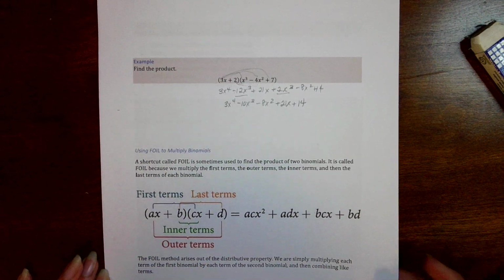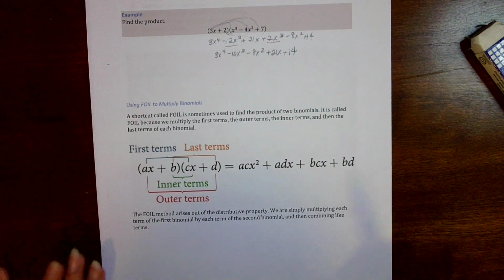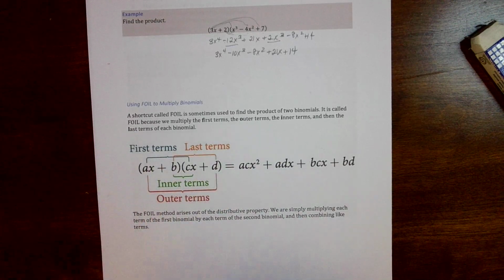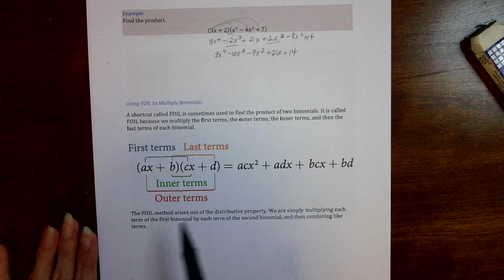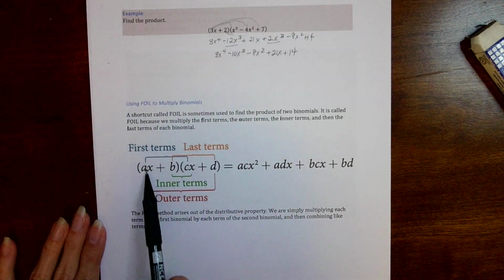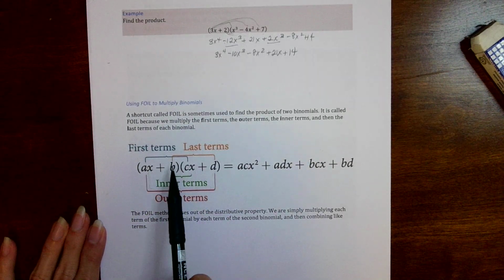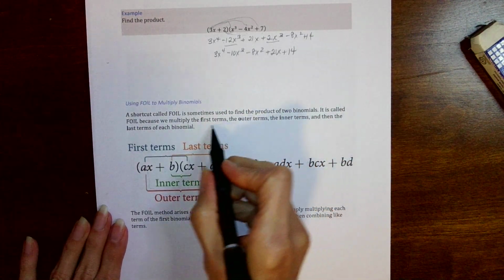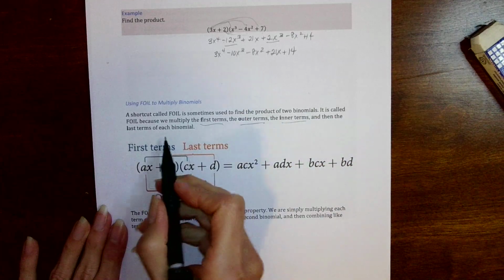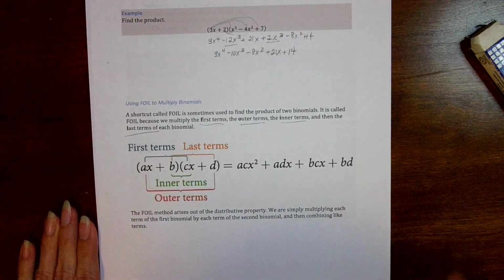So when we have a binomial times a binomial, so 2 terms times 2 terms, we have a special way that we multiply it, and we call it the FOIL method. And this works. Later on I'm going to show you some shortcuts, but the FOIL method always works. And FOIL stands for multiply the first 2 terms, the outer 2 terms, the inner, and then the last. So first, outer, inner, last. That's what FOIL stands for.